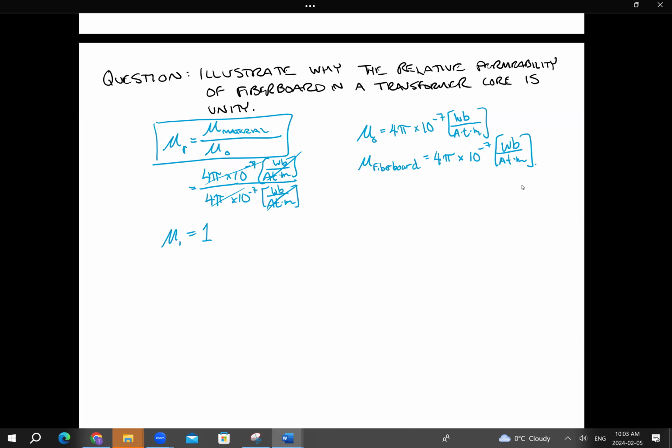Therefore, the relative permeability of fiberboard is equal to 1. And that's all there is to that question.